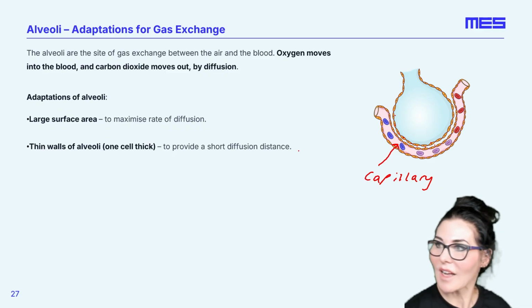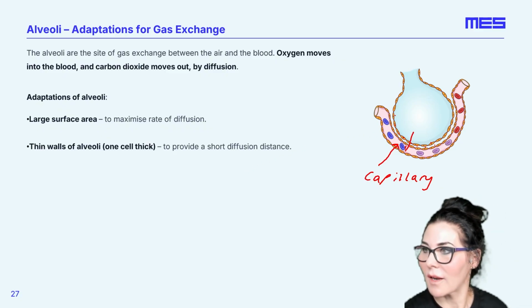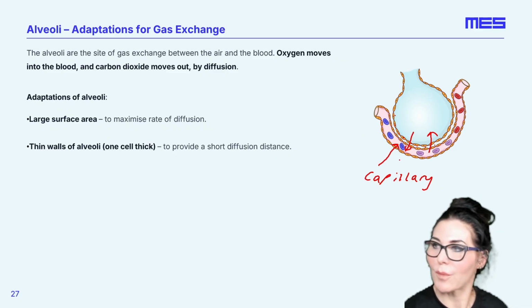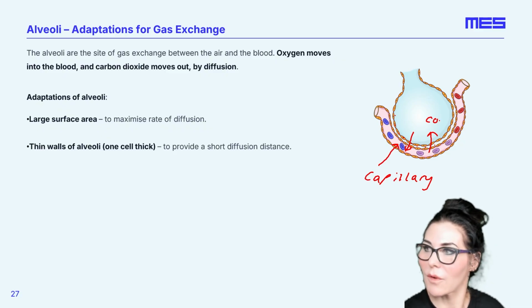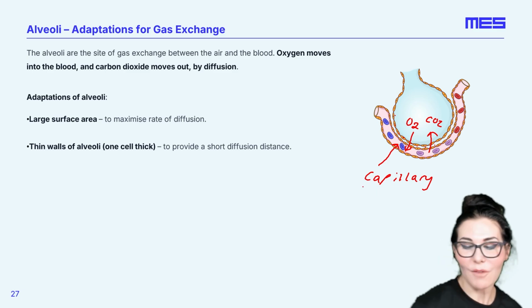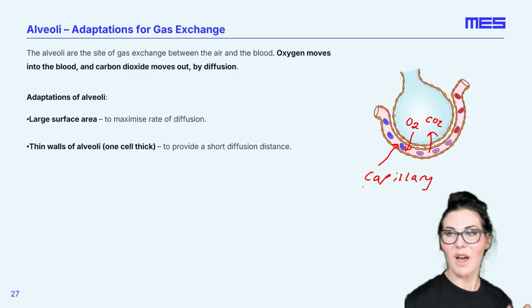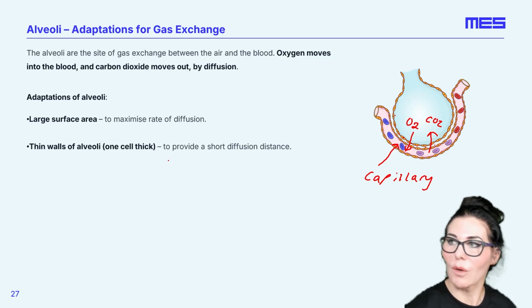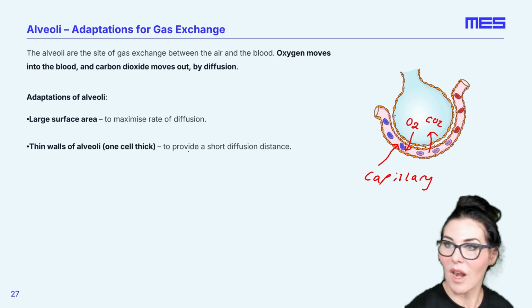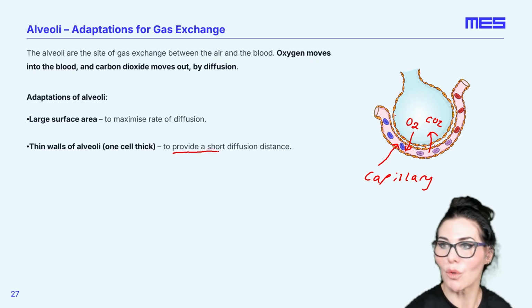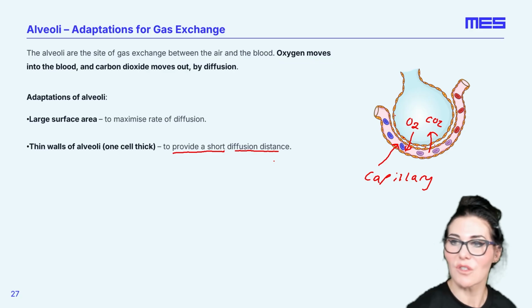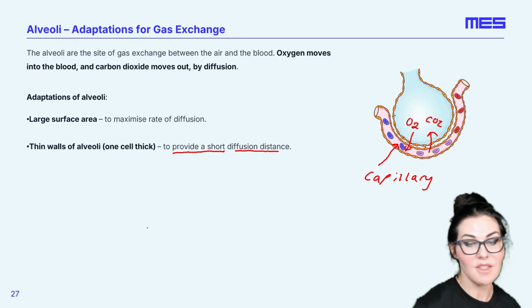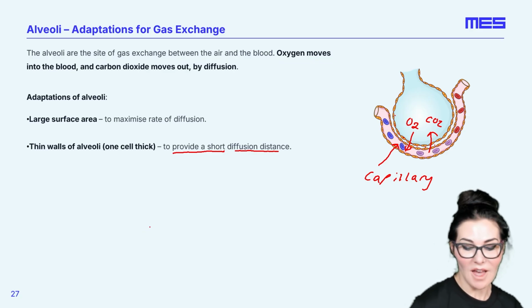So in fact, the gases moving in and out of the blood in the alveolus, so CO2 is moving back out and oxygen is moving into the blood, they only have to pass through two cells to do that, and that's a very small distance to travel. Therefore, this one cell thick alveolar lining and this one cell thick capillary lining provides what we call a short diffusion distance. There's not much distance over which the gases have to travel to get to their destination.